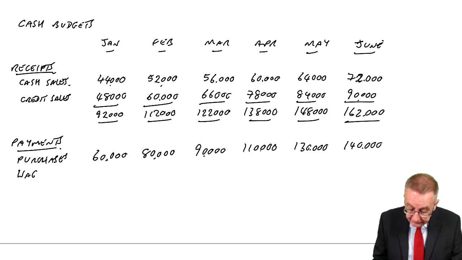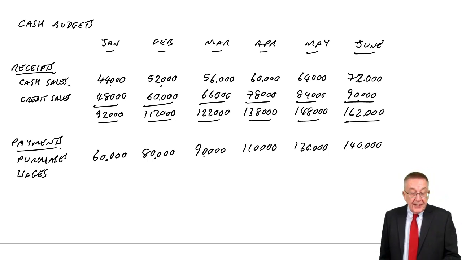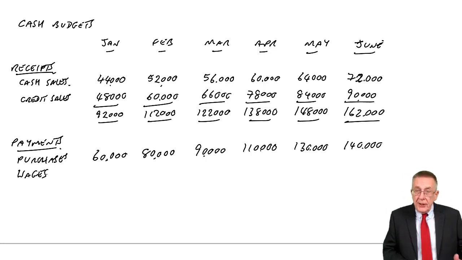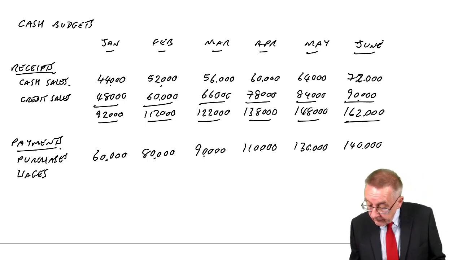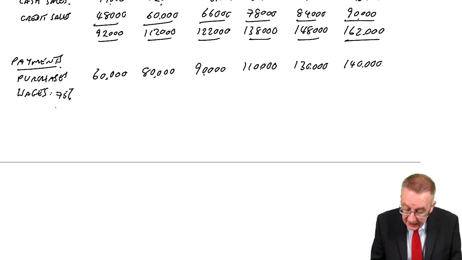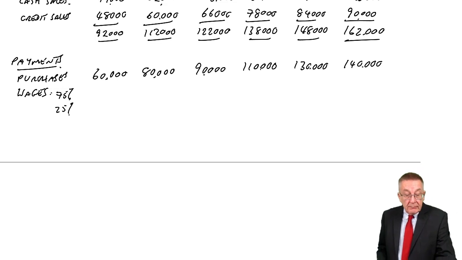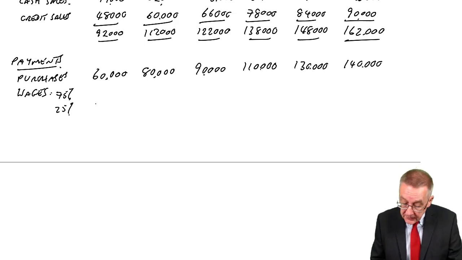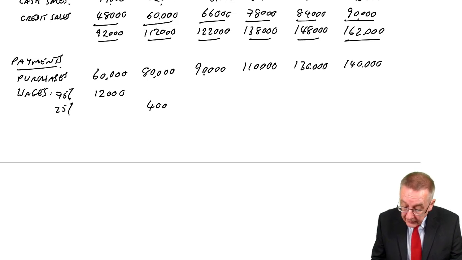What about wages? We know what the wages bill is each month, but note C says 75% are paid in the current month. The other 25% are paid 1 month later. I won't waste time doing separate workings. I'll do it as 2 lines. 75% is paid in the current month. So January, the total is 16,000. 75% of 16 is 12,000. 12,000 therefore will be paid in January. And the other 25%, 4,000, will be paid the following month, February.